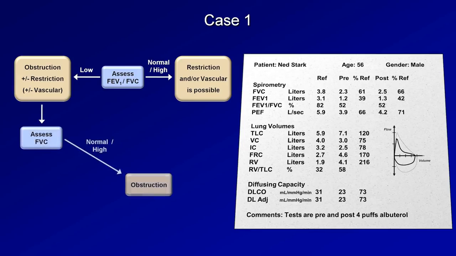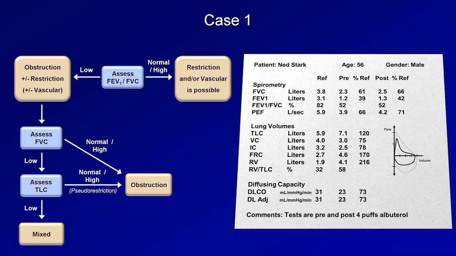If it's normal or high, it confirms that only obstruction is present. If FVC is low, then the total lung capacity should be assessed. If that's normal or high, the patient has the pseudorestriction pattern of obstruction. And finally, if the total lung capacity is low, the patient has mixed lung disease, meaning both obstruction and restriction.